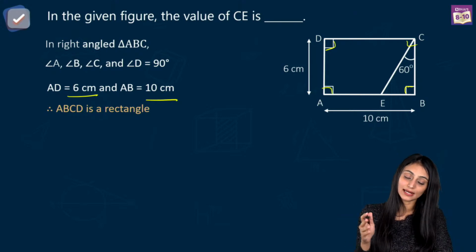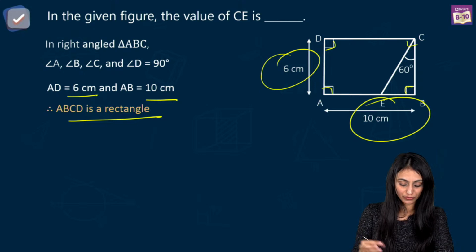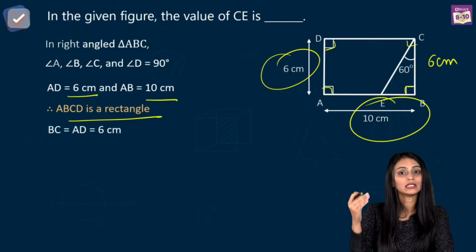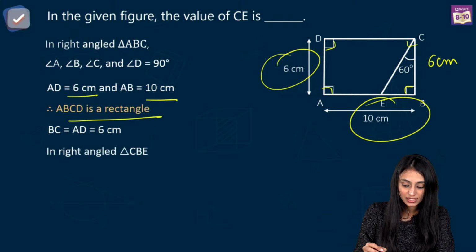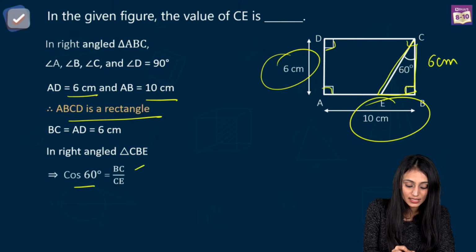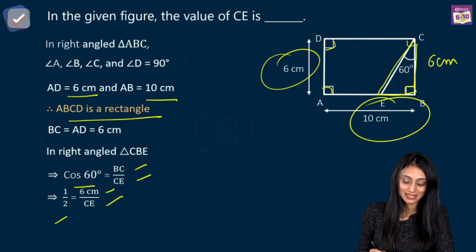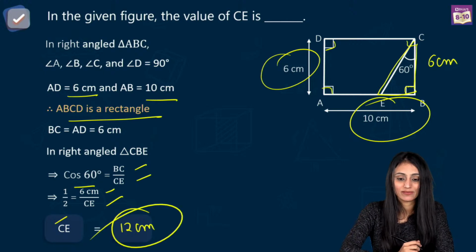Since all angles are 90 degree, I can call this a rectangle, since these two adjacent sides are of different length. Since it's a rectangle, BC will also be 6 centimeter, as opposite sides of a rectangle are equal, right? In this right angle triangle CBE, I can say that cos 60 degree is BC by CE. That's going to be 1 by 2, which is equal to 6 centimeter by CE. Put this value here and you get 12 centimeter.